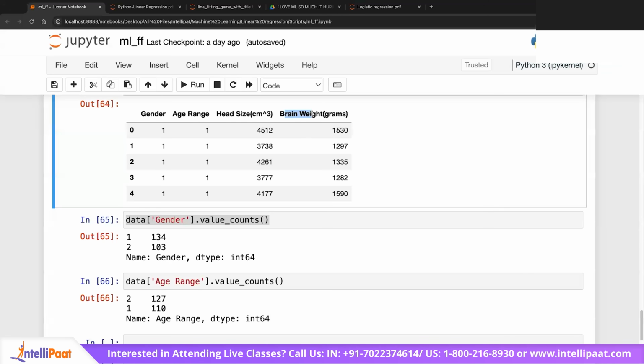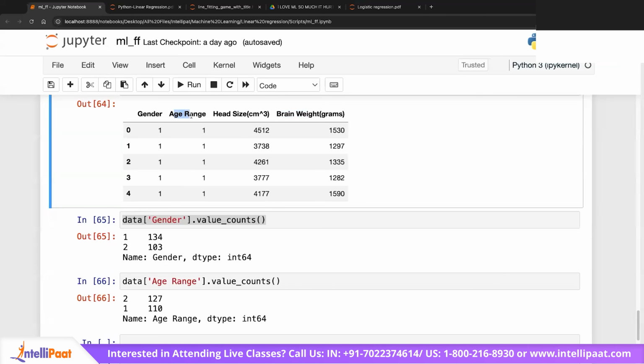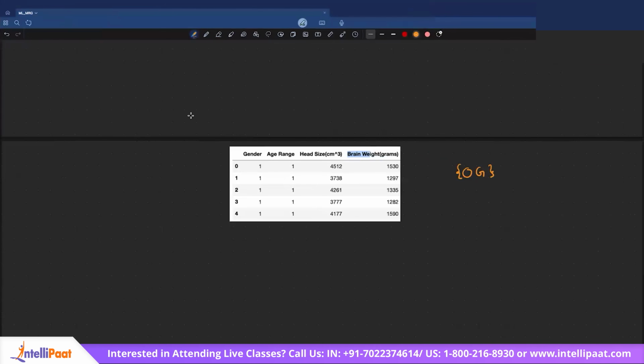You will find numbers which can belong from negative infinity to positive infinity. But when you go to columns like gender and age, do we have an infinite amount of genders available on this planet? No. So this value becomes a categorical variable. So now that you have the clarity, gender and age are categorical, and head size and brain weight are continuous variables. The distinction is clear.